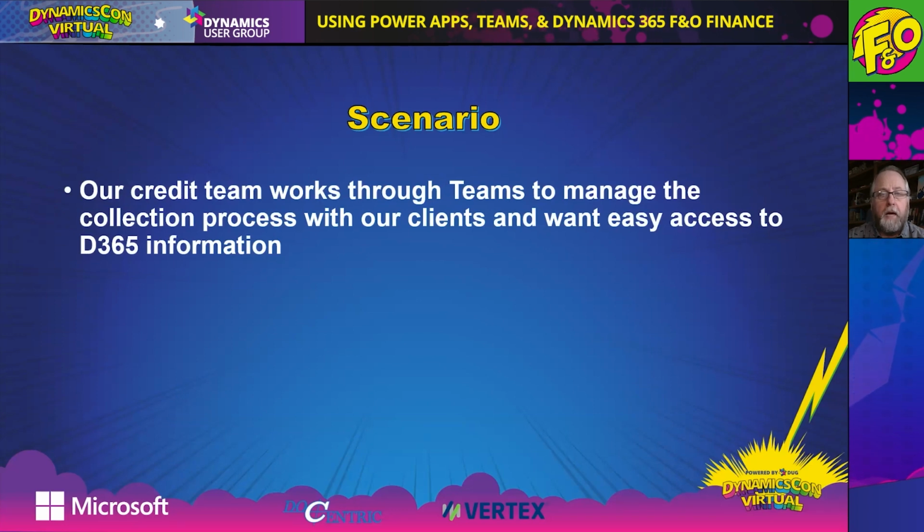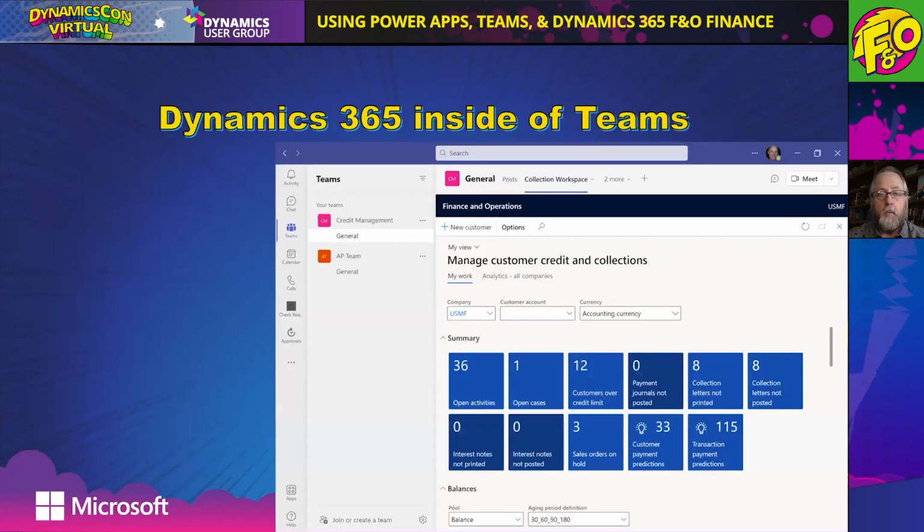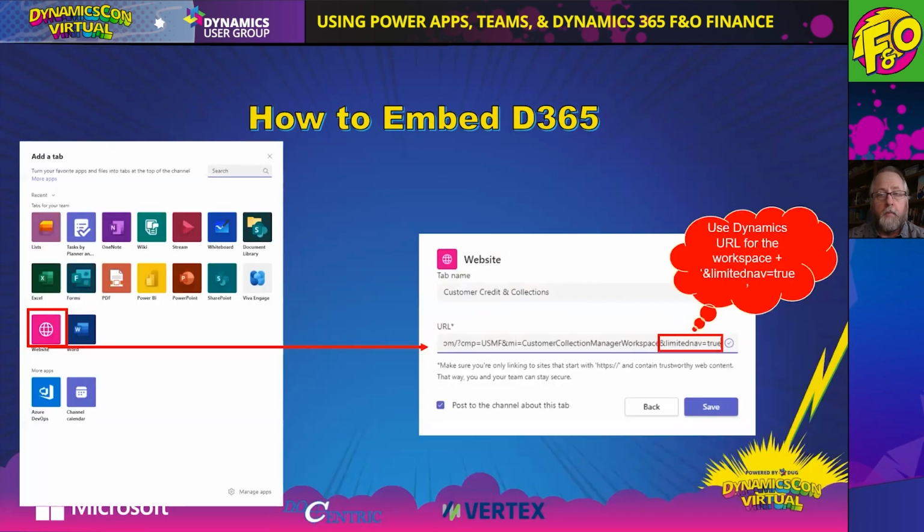In my scenario, we have a credit team. They manage all the collection process with our clients, and they work very closely together inside of Microsoft Teams. They're able to do their chats, hold their meetings, but they also can gather and store information in there. It'd be really nice if they had access to all the collection components of D365 directly from Teams as well. What that might look like is taking that customer credit and collection workspace and embedding that right inside Microsoft Teams.